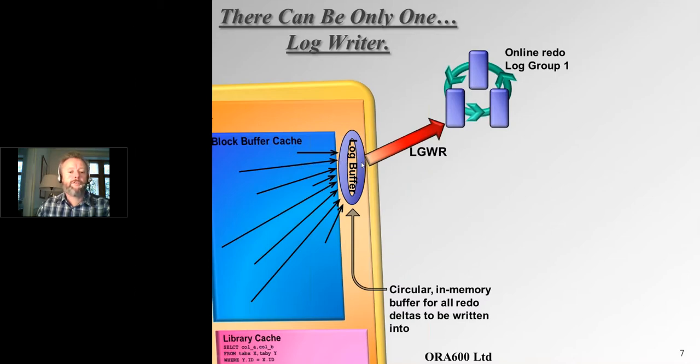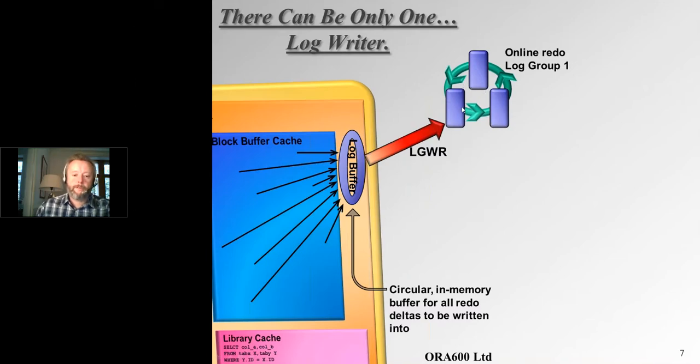And what the log writer does is it writes all of the changes into this first online redo log. When that one's full, it starts writing to the next online redo log. And when that's full, it starts writing to the next online redo log. And then it will wrap round and start with the first one again, so long as it's ready to receive data again. I'll come to that in a minute. So the data is written cyclically to these online redo logs.